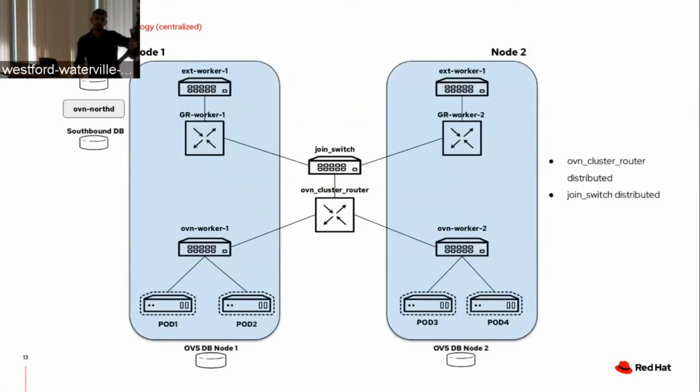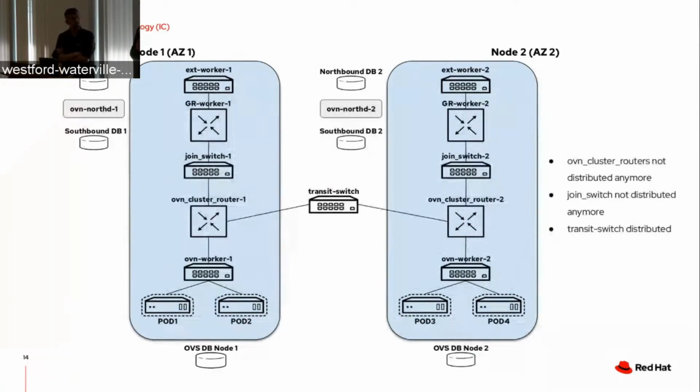Let's look a bit at the logical topology in OVN Kubernetes. This is what we have today. We have a distributed cluster router and a distributed join switch, and these logically connect the nodes in the cluster. We have a single set of databases, northbound and southbound, and ovn-northd. And then per node, we have a node logical switch, a node external switch, and a node gateway router.